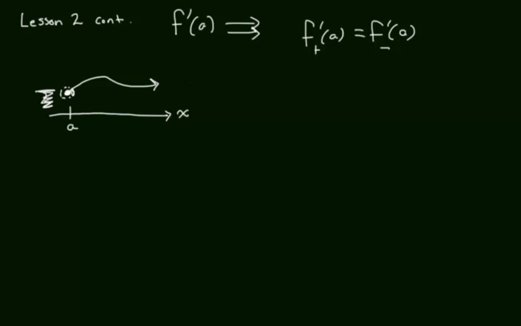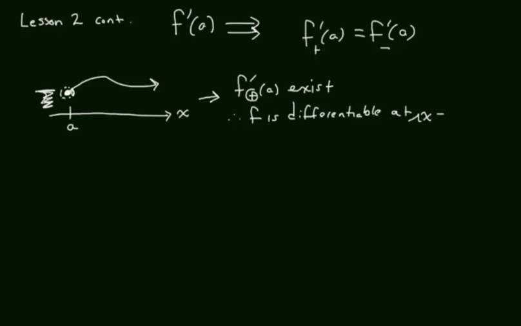So mathematicians have decided that endpoints are going to get special considerations. So in this case, we say that f prime from the right of a exists, and because that respective one-sided derivative exists, we say therefore f is differentiable at left endpoint x equals a. The same can be said about a right endpoint.